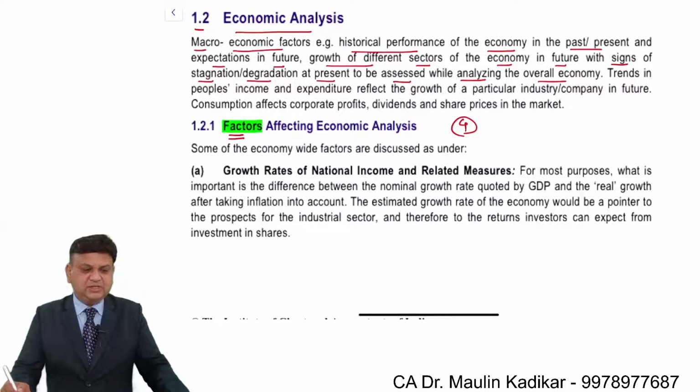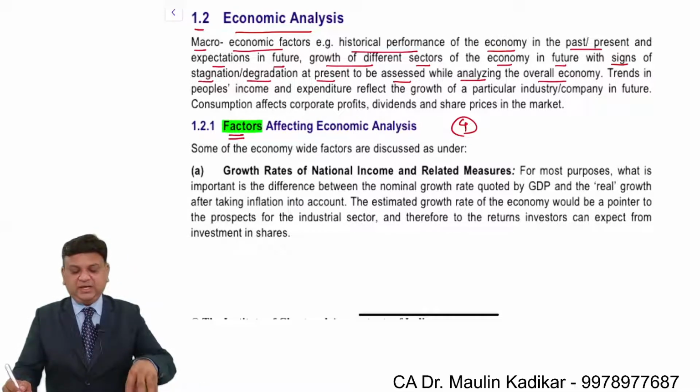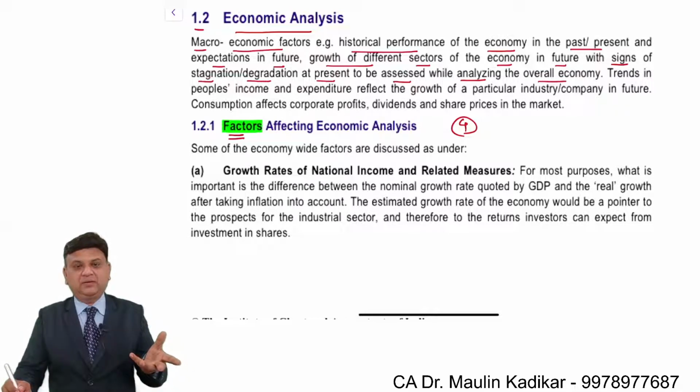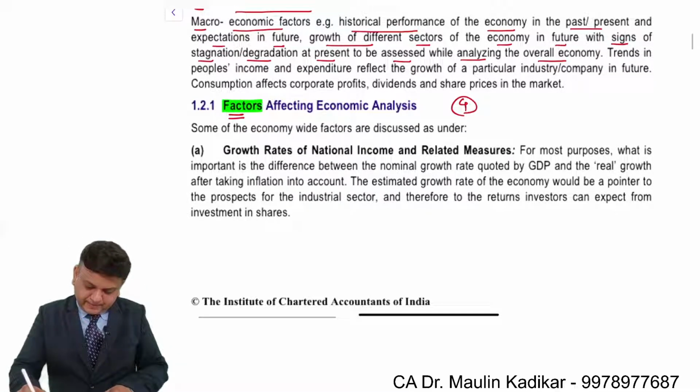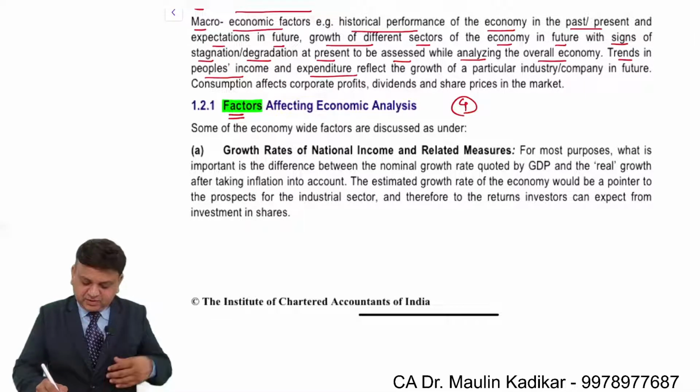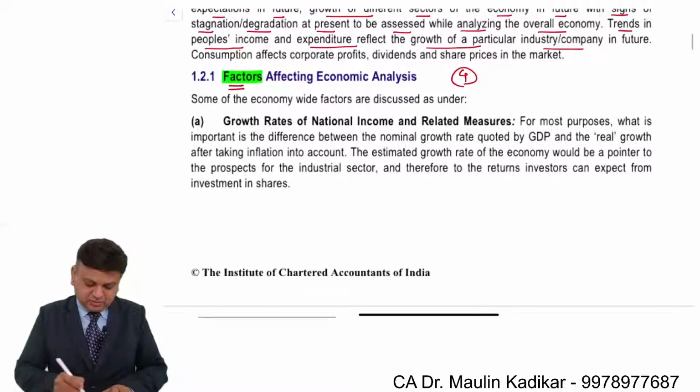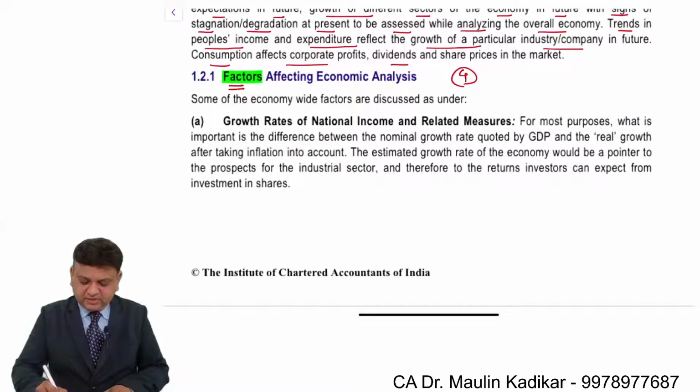A company which is there in an economy in which they do not have a good monsoon, then in that case again it is considered to be a limiting factor. So these are the things that you have to keep in mind. Trends in the people's income expectation reflect growth of a particular industry or company in future. Consumption affects the corporate profits, dividend, share prices in the market.